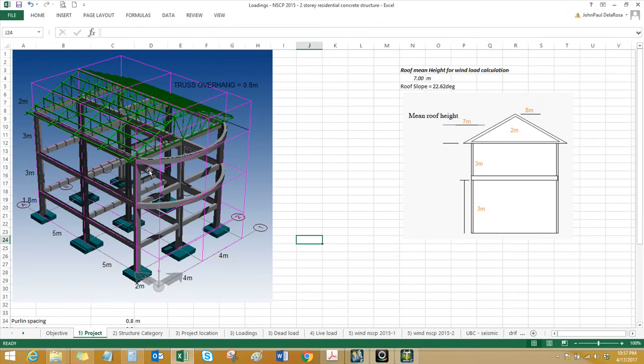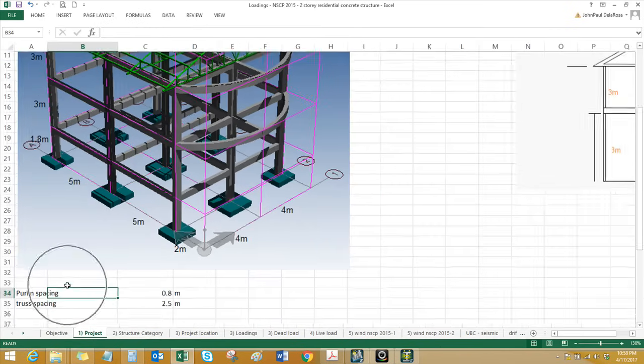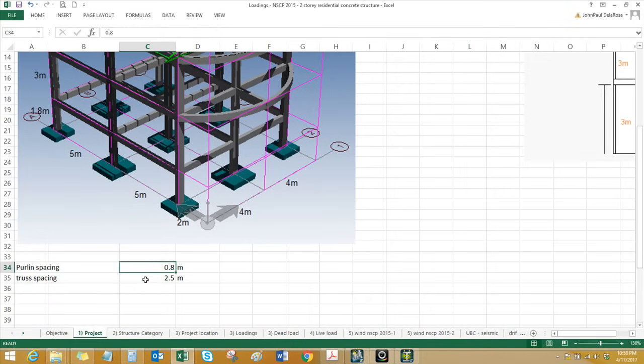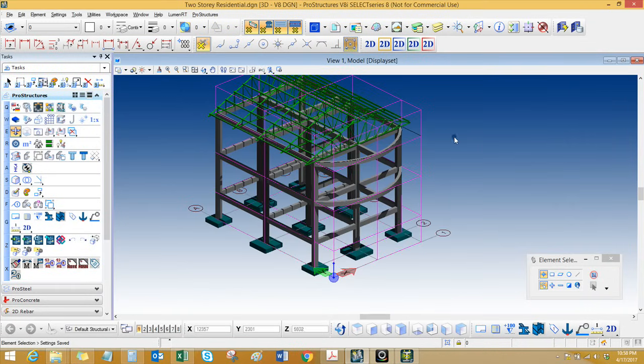Then, yung truss natin is 2 meter height. Then, may overhang siya na 0.8. So, kung 4 meters plus 0.8, so total 4.8 meters. Then, yung purlins spacing natin, 0.8 meters on centers. And yung truss spacing natin is 2.5. So, yung mga trusses, yung purlins natin na yan, dito mas madali kasi i-discuss dito.